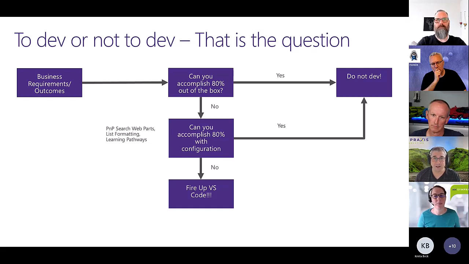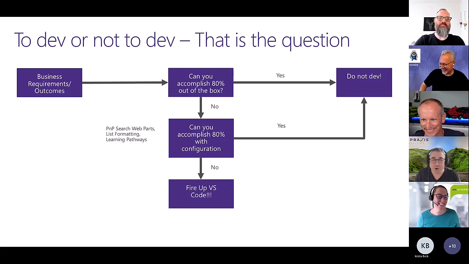If you can't, then what's the next option? The next option I like to guide folks to is, I don't want to say low code, because I think that's a loaded term. I like to think of using things like the PnP search web part, or list or column formatting, or leveraging learning pathways. One of those tried and true pieces of technology that help you configure the system to do a little bit more than it would necessarily do out of the box. And again, if you can accomplish 80%, then don't code. It's that next... script editor web part does not count.